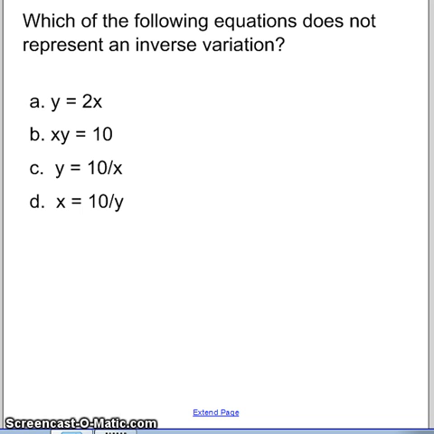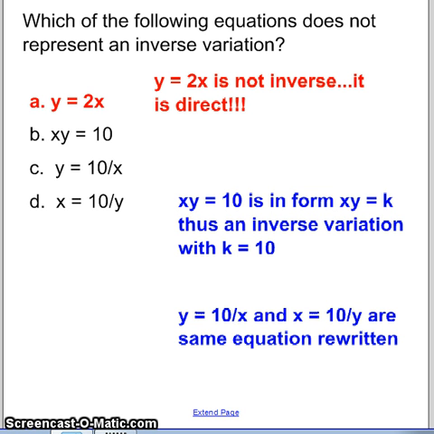Now we need to talk about inverse variation, which is kind of the opposite of direct variation. Inverse variation is where x times y is equal to a number. This is kind of a tricky question I started with here. It says, which of the following equations does not represent an inverse variation?